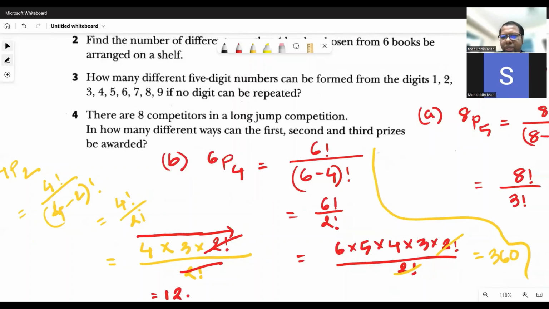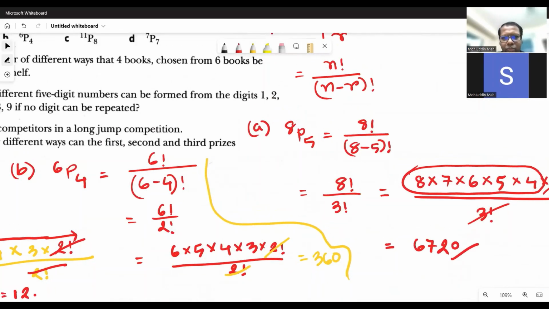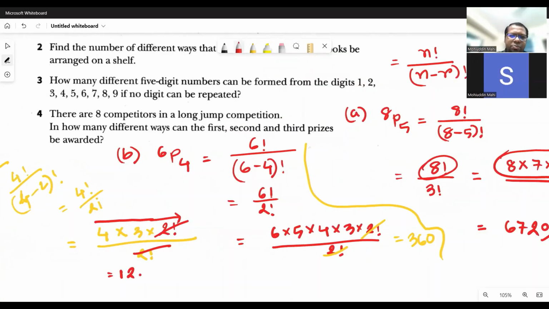Okay, so that's what I'm doing for solving all the questions from question 1. In A, 8 factorial, so 8 into 7 into 6 into 5 into 4 into 3 factorial. Why? Because there is already a 3 factorial as denominator. Now in B, 6P4, I have stopped at 2 factorial. Why? Because there is a 2 factorial at the denominator position, so we can cancel them out, right? That's what you have to follow if you are solving this without using the calculator.